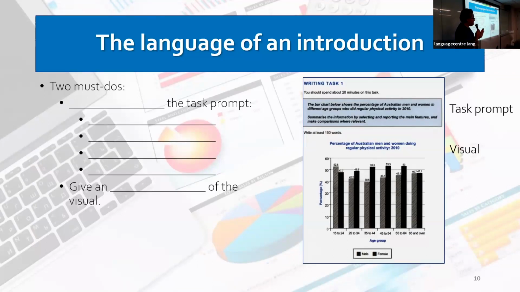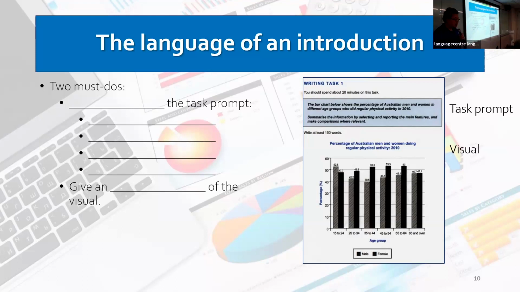Okay, let me begin with the introduction. The introduction of your report is very important because this is the very first thing that your examiner will see in your IELTS writing. And if you take a look at the reference books in the market, or if you watch the advice videos on YouTube, we all suggest people doing two things, two must-dos here.